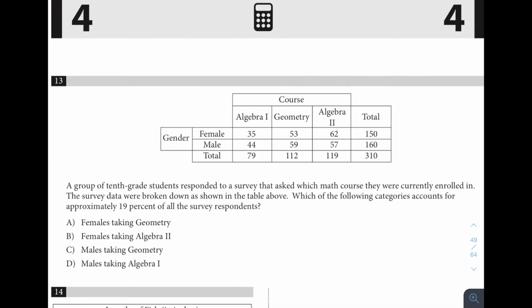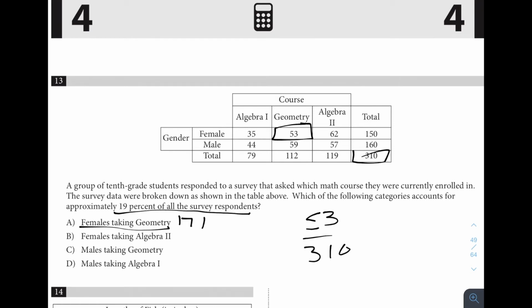This question says a group of 10th grade students responded to a survey that asked which math course they were currently enrolled in. The survey data were broken down as shown in the table above. Which of the following categories accounts for approximately 19% of all survey responders? So for this question, you're going to have to use a calculator. Females taking geometry. So it's out of the total, right? So females taking geometry is 53 over 310. So if you do that, the answer is going to be 17%. So that's not going to be it.